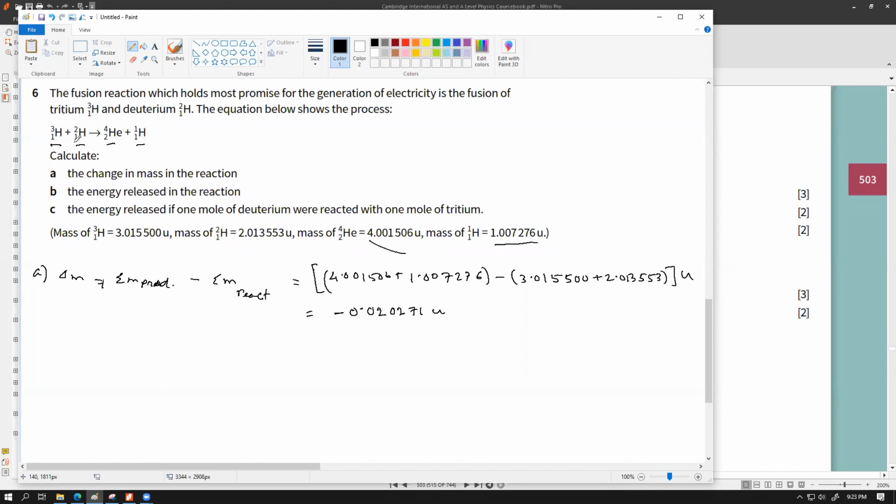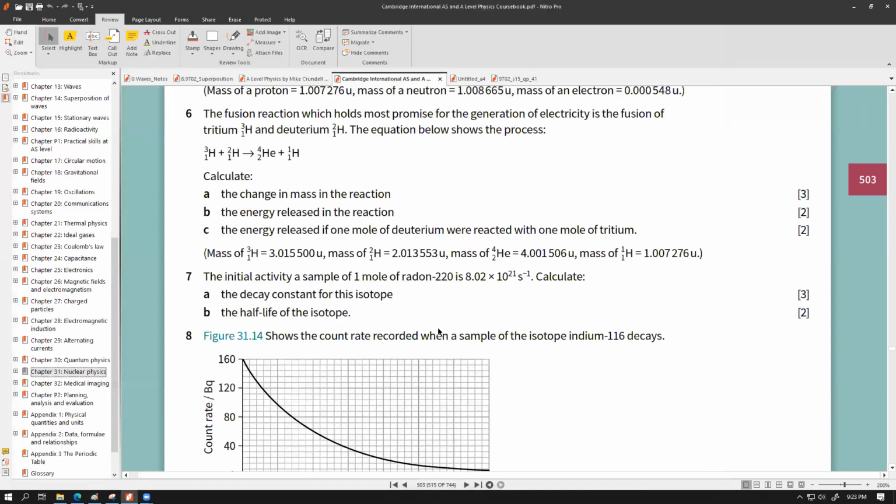a slightly bigger mass compared to the reactants, which means energy from the products could be converted into mass over here. That is possible, and I'll look out for the answer. Did they give the answer in negative or not?